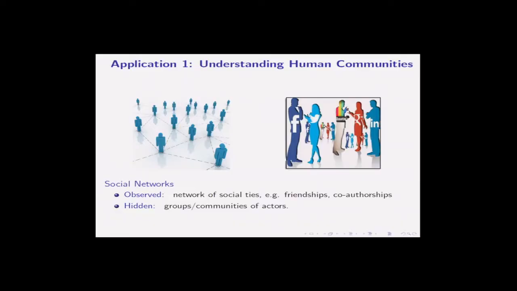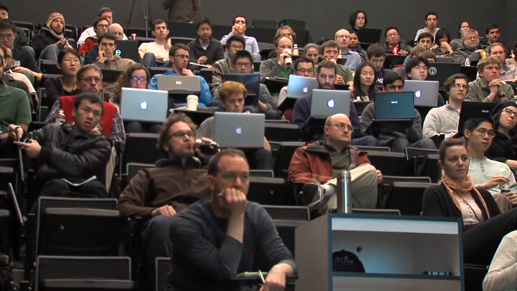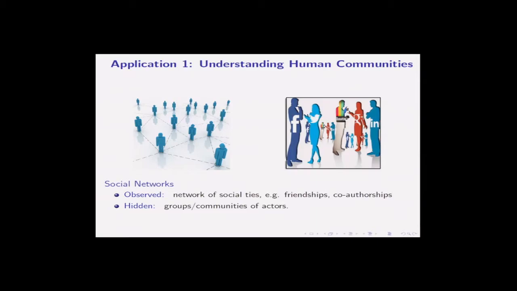So as I said, the task of understanding how humans form communities, how these different communities of people interact, both in online and offline settings, so how we can do this in an efficient manner. So here the observations are the graphs, right? So you look at a network of social ties, which can represent friendships, say co-authorships, and so on. And what's hidden are these communities of different people. So how can we learn these communities efficiently?